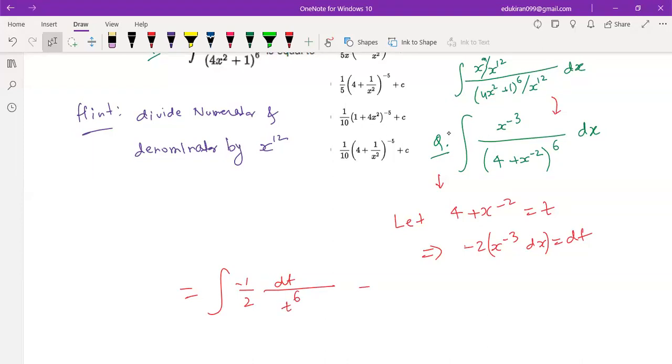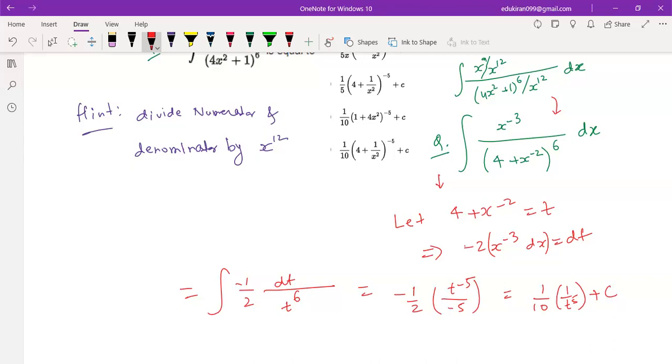So t to the power 6. So it will become minus 1 by 2, t to the power minus 6 when integrated will become, it is t actually, not x. So t to the power minus 5 by minus 5. So this will be 1 by 10 into 1 by t to the power 5 plus c.